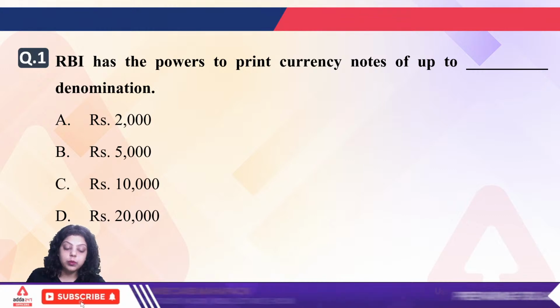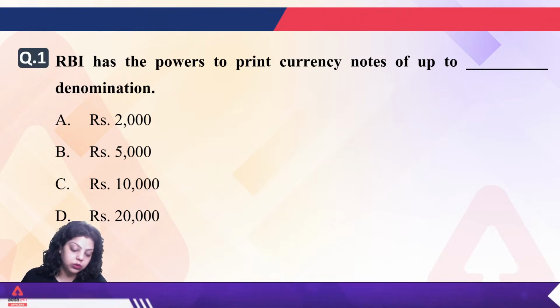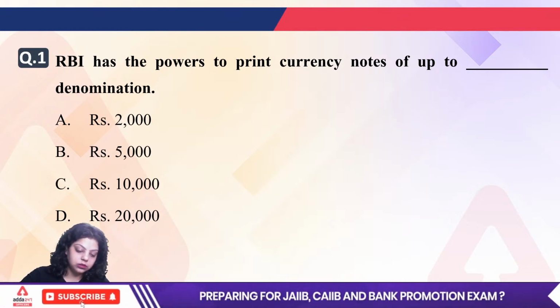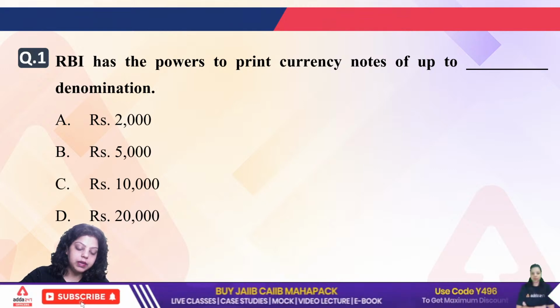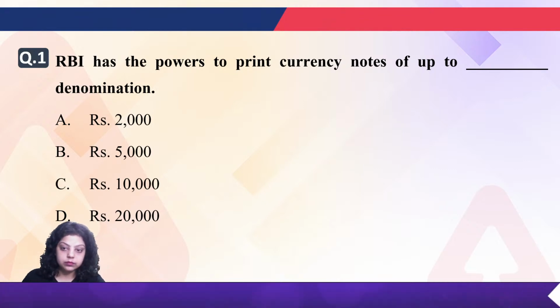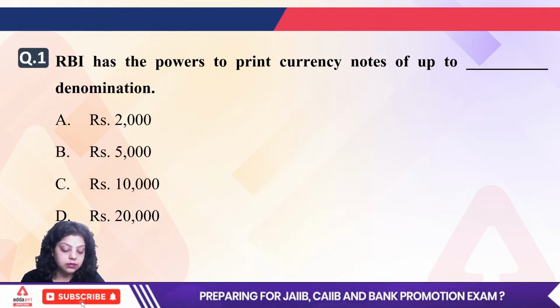So up to which denomination can RBI issue the currency note? Is it 2000, 5000, 10,000 or 20,000? Which of the following will be correct? A, B, C or D? Dheeraj is saying C. Okay, what about the rest?